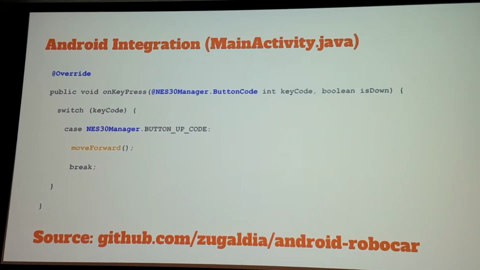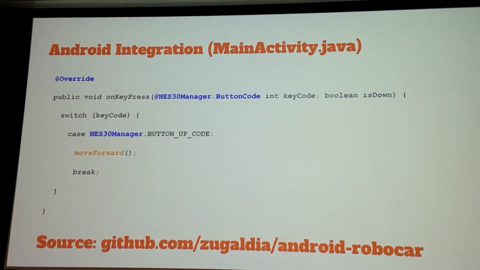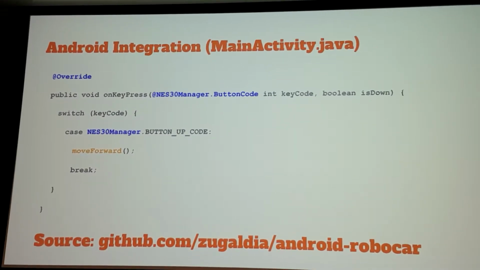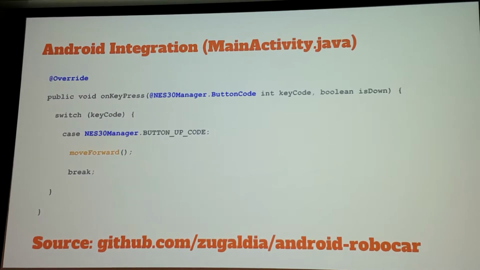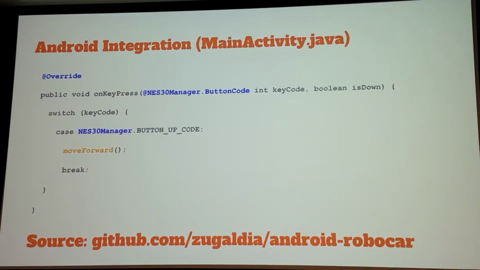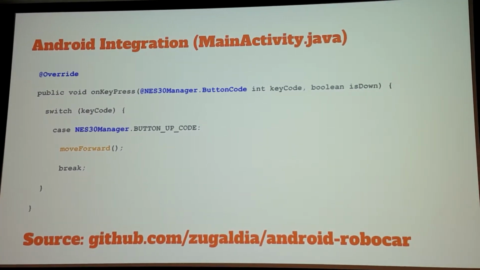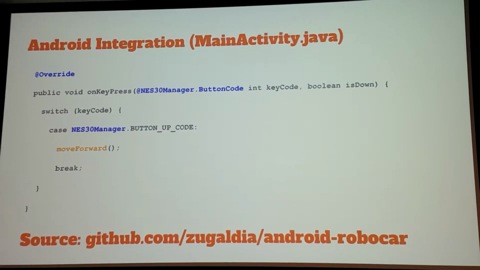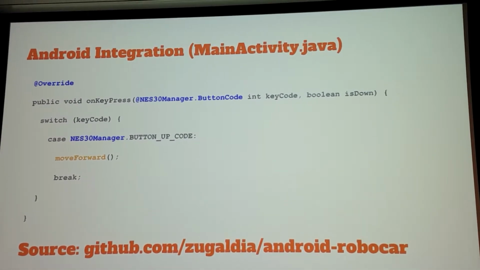And based on which button the user clicked, you have a method called move forward that knows exactly what to do, which is to set a speed forward on all four wheels to a number 255, which is the maximum speed. But you don't need to know any of that. You just call a function called move forward and the car is moving forward.